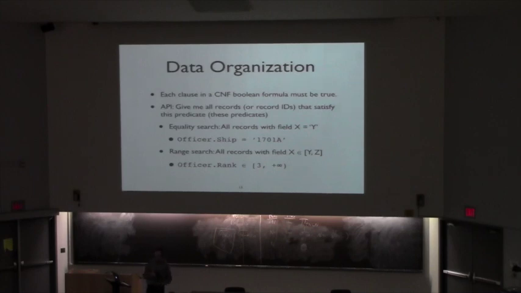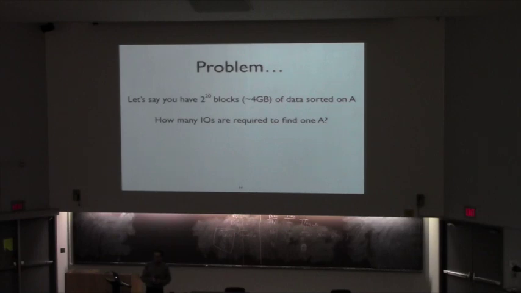Now, we talked about using binary search for this, and binary search is a great general algorithm, but we run into a bit of a problem when we try and apply it here. Let's say that your data is completely sorted, perfectly organized on whatever attribute you're looking for, but it's spread across a huge number of blocks. In this case, let's say you have 4 gigabytes of data. How many IOs are going to be required to find a single record using binary search?